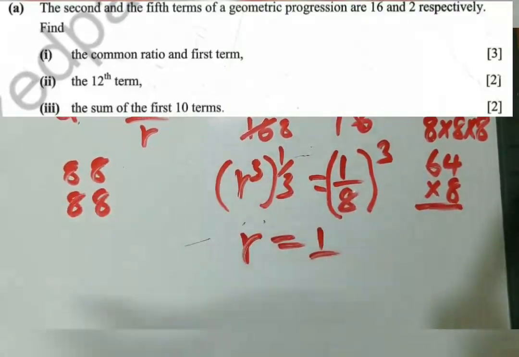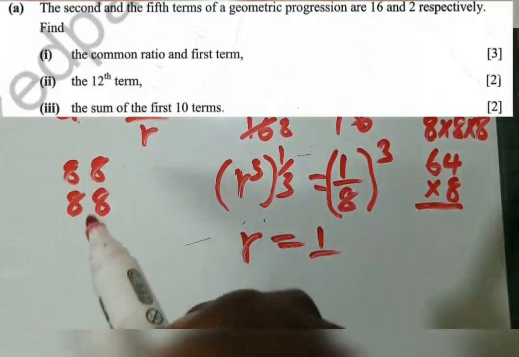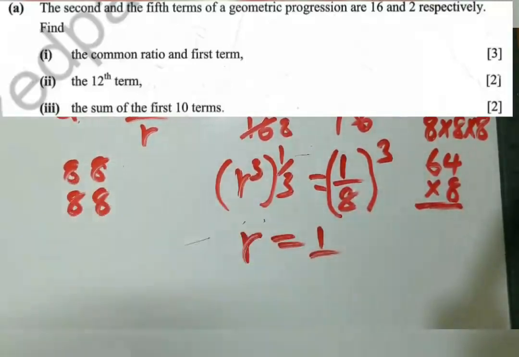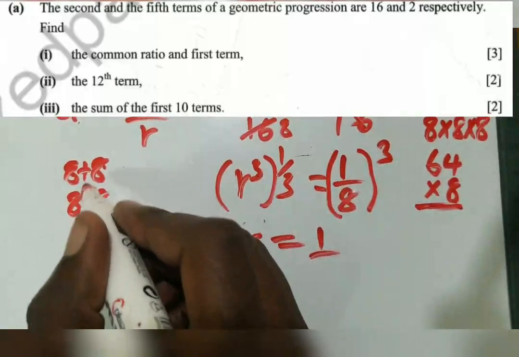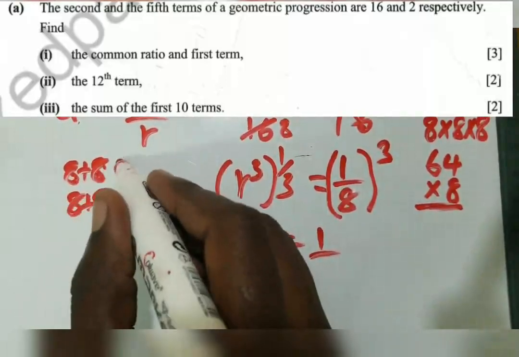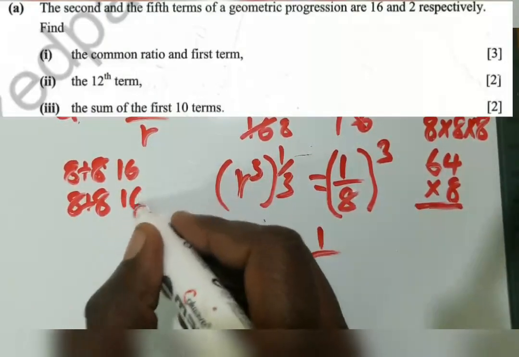8 should come 4 times. How many 8 here? There are 4. So let's try this: 1, 2, 3, 4. There are 4. So how many 8 can you get when you add those 4 8s? We are going to say 8 plus 8 is 16. Even here it's 16.